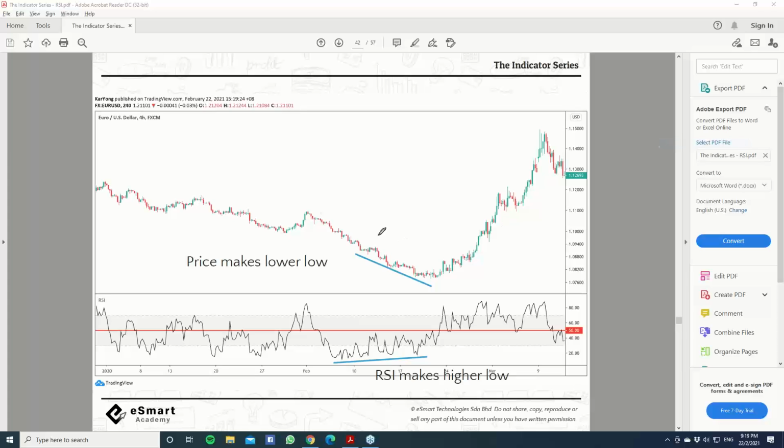Just now we looked at price going up. Over here, you can see price is coming down. Price makes a lower low, but your RSI here is actually making a higher low. When you use lines to draw in, it's very obvious that the directions are different, and that's where you spot a regular divergence.